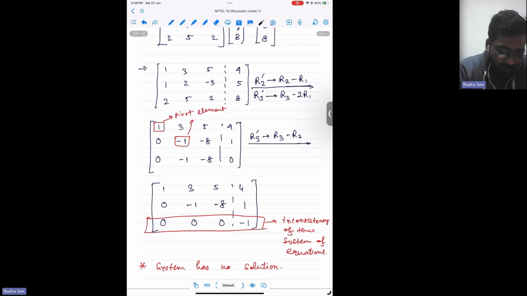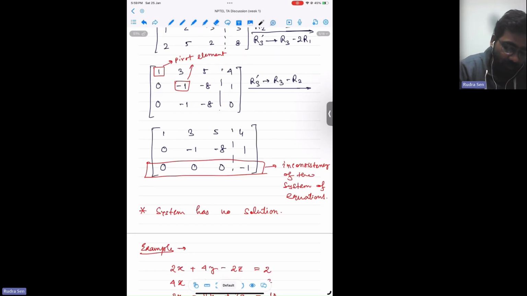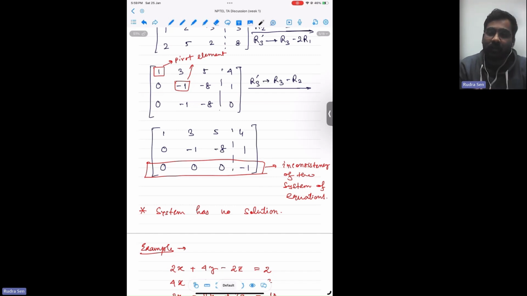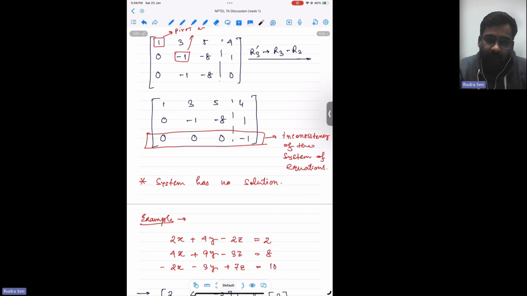So we need to make this element 0. Then we will get the echelon format, right? So the next operation is we need to change row 3. The new row 3 will be row 3 minus row 2. After doing this row operation, we get something like 0 equals minus 1. That means this system of equations does not have any solution. It is inconsistent. That means the system has no solution.